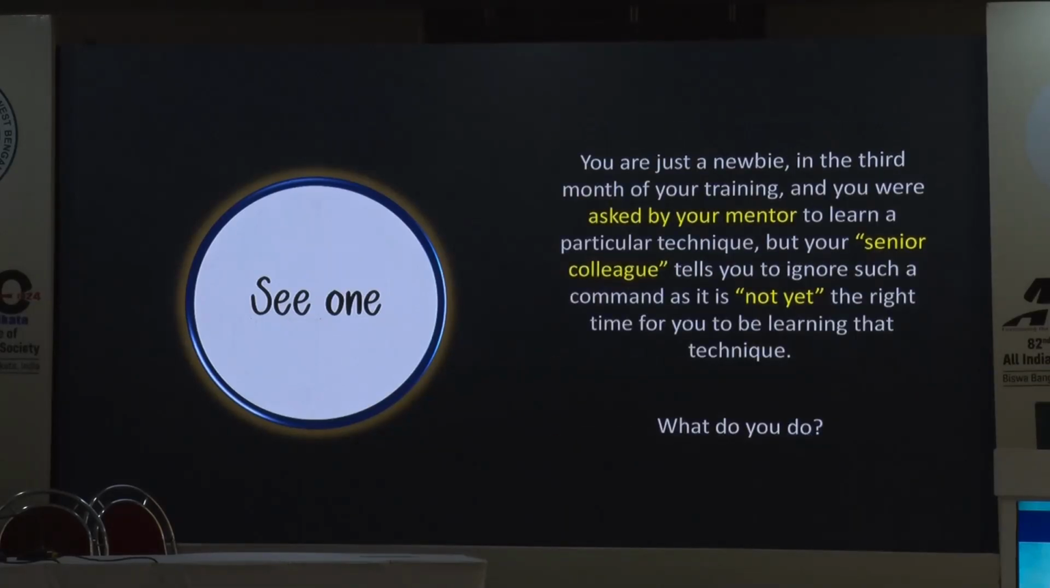But let's go to the case scenario. So this is the case scenario from phase 1 of the fellowship, and that is you're just a newbie in, say, the 3rd month of your training, and you were asked by your mentor to learn a particular technique. But your senior colleague tells you to ignore such a command, as it is not yet the right time for you to be learning that technique. What would you do? Now, since the room is full of trainers, I would like you to highlight the part which you would expect from your fellows to be doing. So this is over to you all.